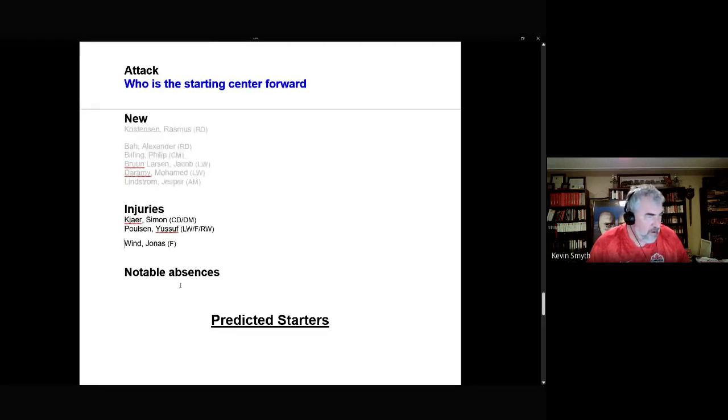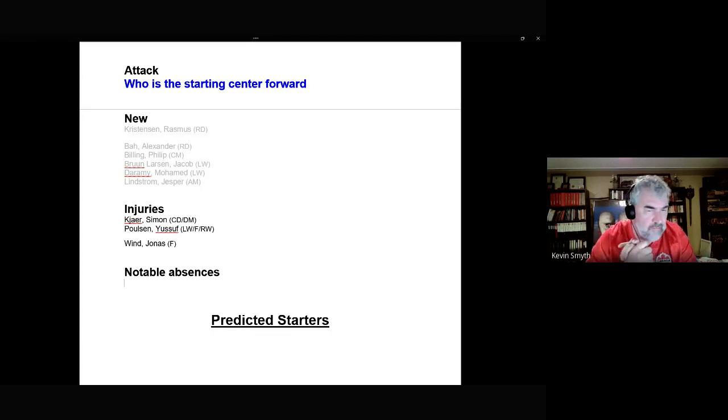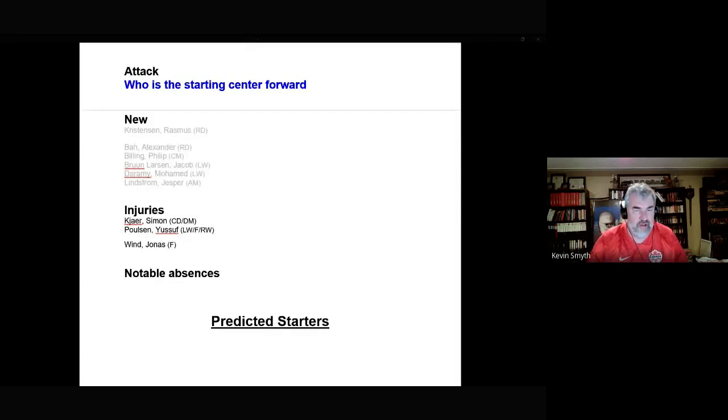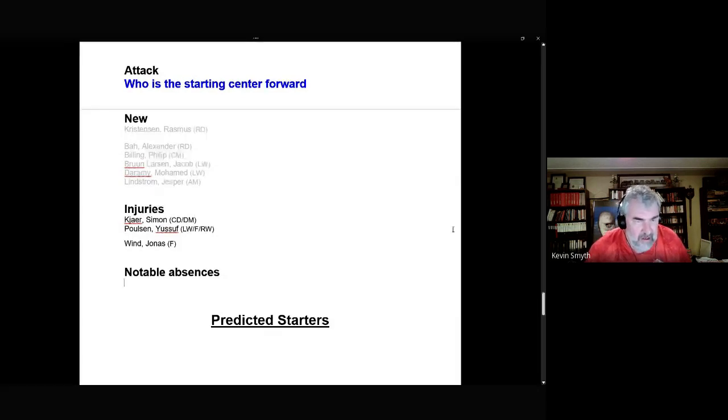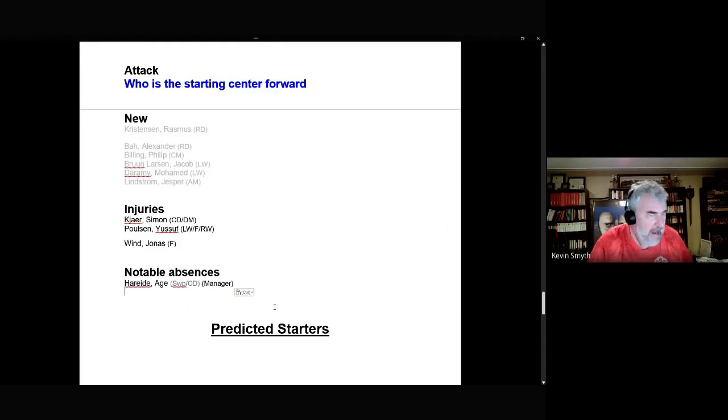Okay. Let's go through some of the notable absences here. And I'm thinking here in terms of people who follow the team from World Cup to World Cup. So I'm including players or people who were involved in the last World Cup but haven't been that much involved recently. It may be that they were involved in Euro 2020 or else were off the team even by that time. But we begin with the manager. And sorry about the pronunciation, but is it Age Hareide?